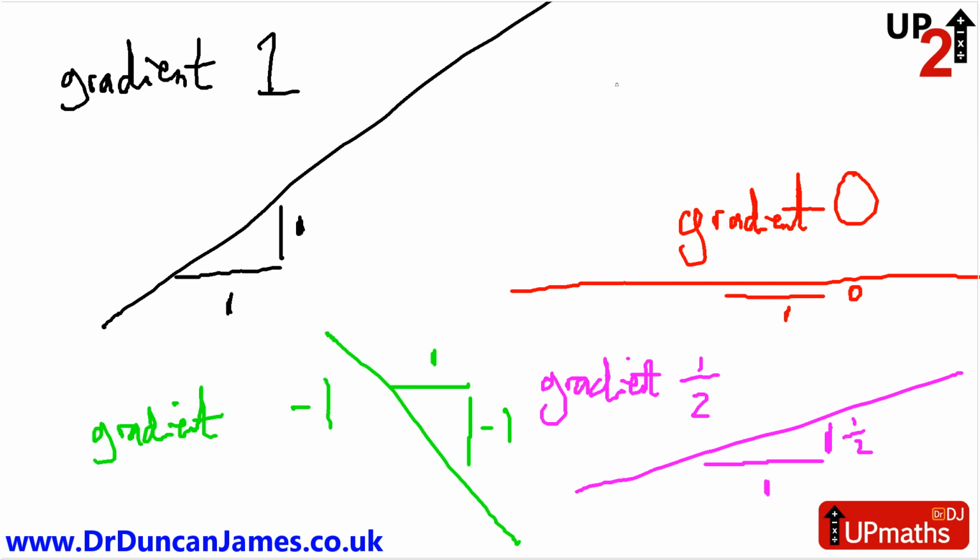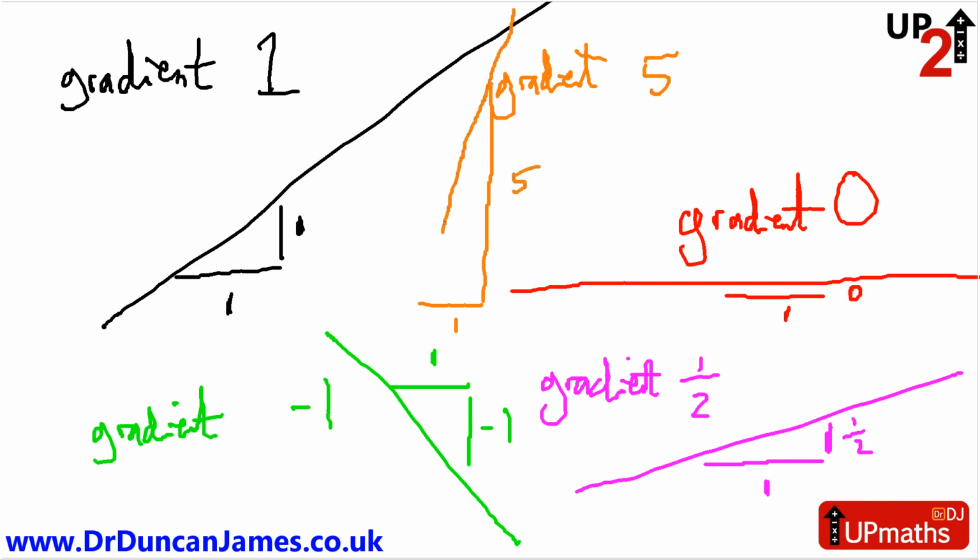What about a gradient of 5? Well, that means that for every 1 it goes across, it goes up 5. Whoa! That's going to be a long way, so that'll be really steep. We could keep playing this game forever.